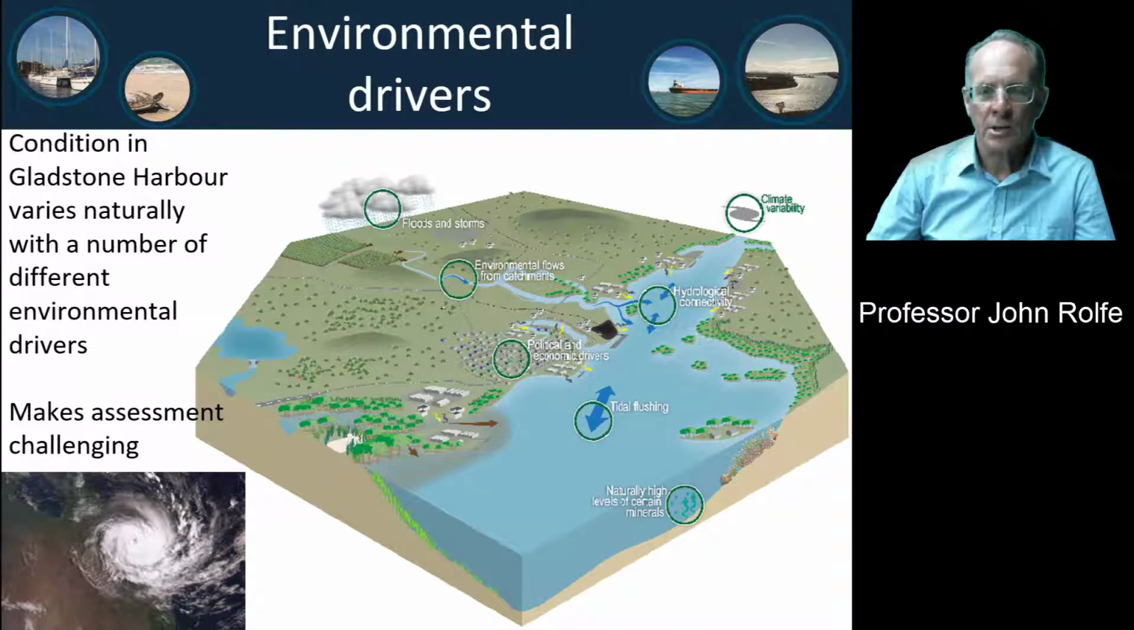So the challenge in measuring this is that we have a lot of variation in the environment because of different environmental drivers. So the conditions in Gladstone Harbour vary because of the different impacts on the harbour, and sometimes because of major natural events such as cyclones and storms, and that makes the assessments challenging.